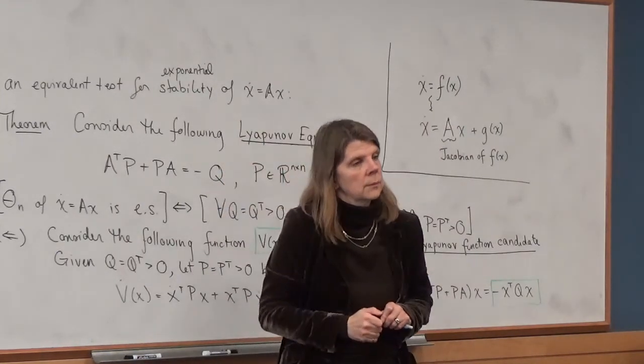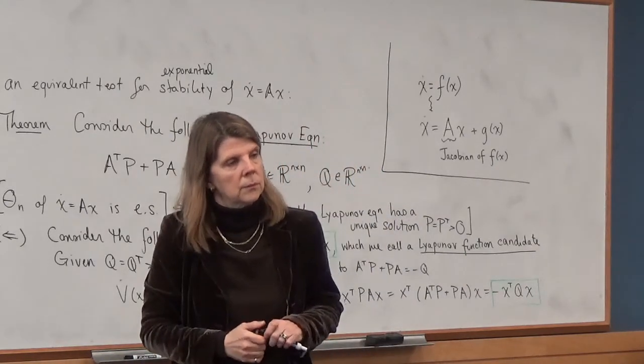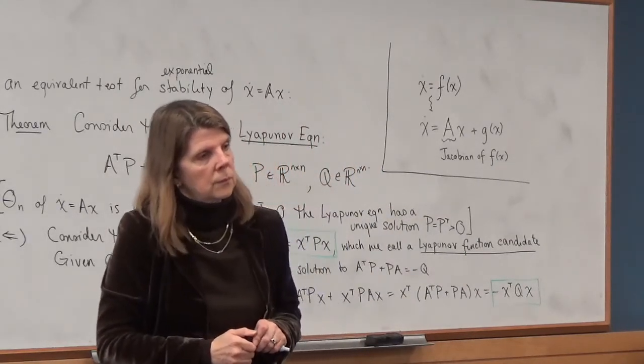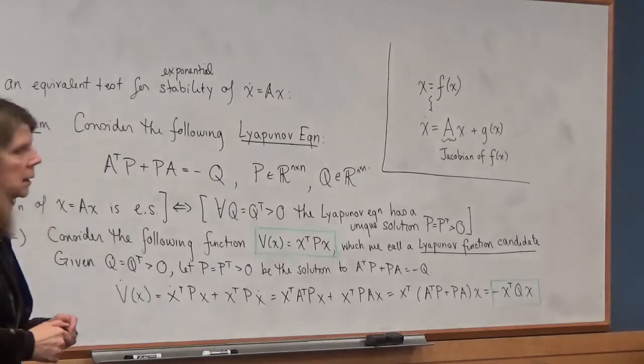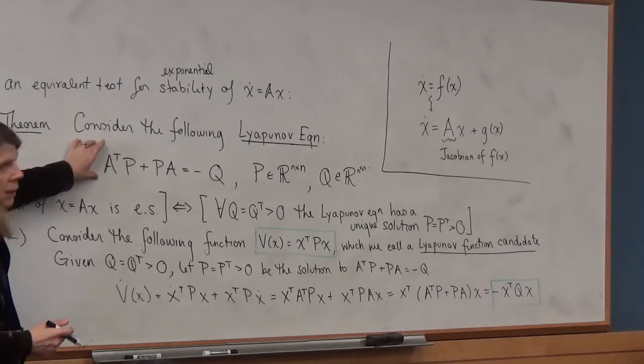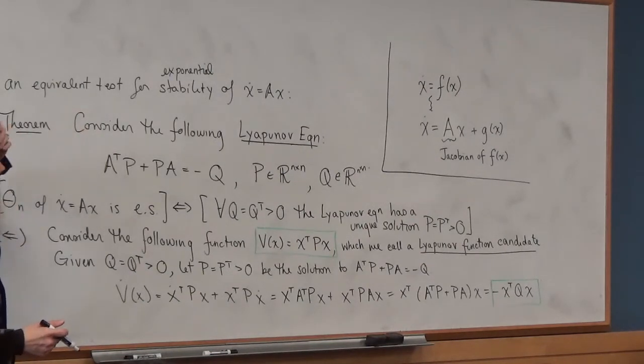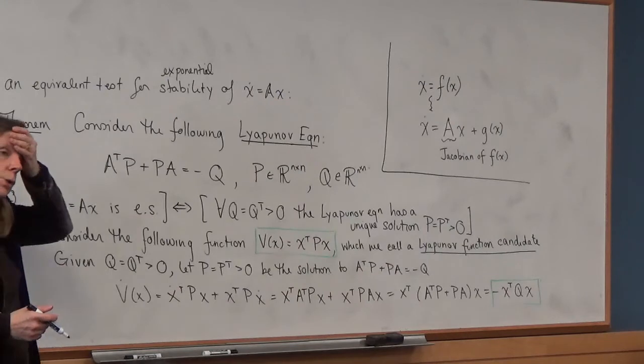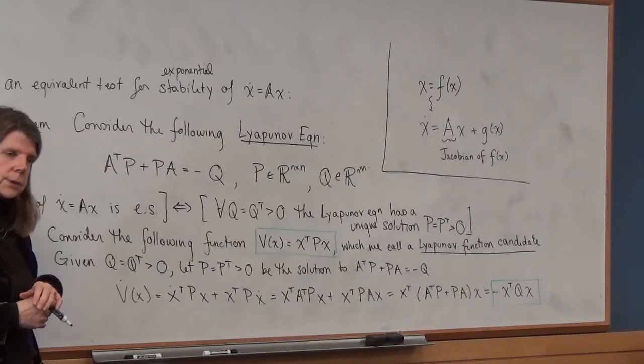Question? I was just wondering, are there any geometric intuitions behind this equation that don't need to refer to the dynamics of the system? So, just this equation here. Geometric interpretations that don't link to the dynamics of the system.